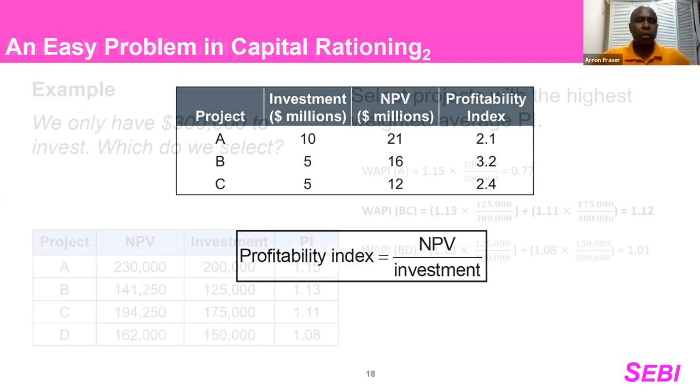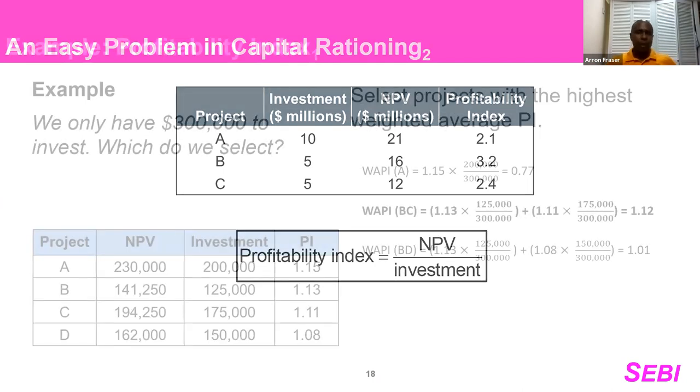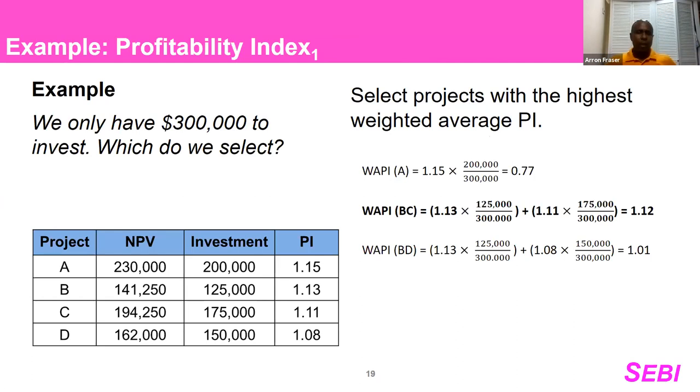Let us look at this example here. We only have 300,000 to invest. Which do you select? The investment for project A is 200,000. The NPVs are 230 for A, 141,250 for B, 194,250 for C, and 162 for D. We've calculated the profitability index. A is 1.15, B is 1.13, C is 1.11, and D is 1.08. Remember, the limiting factor here is that we only have 300,000 to invest.